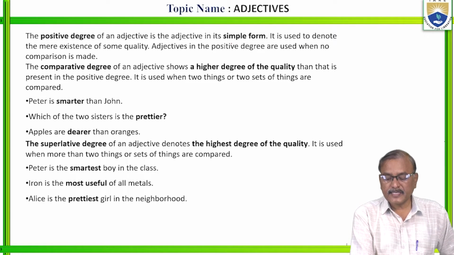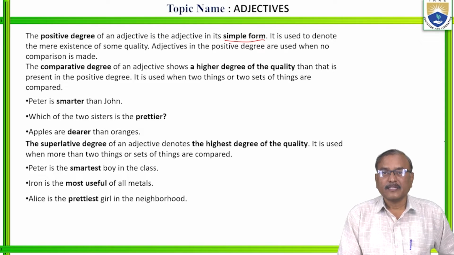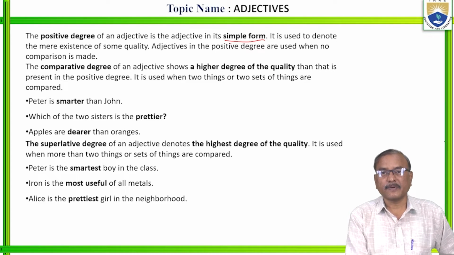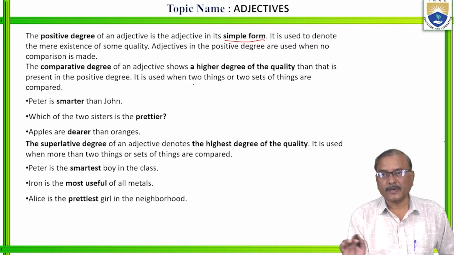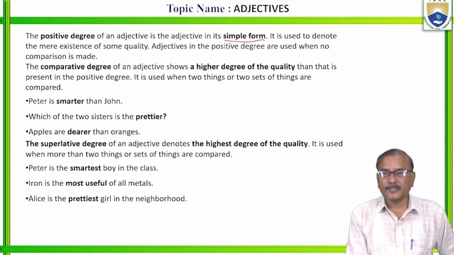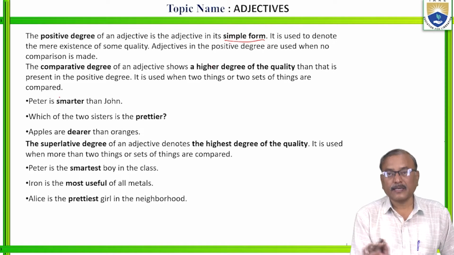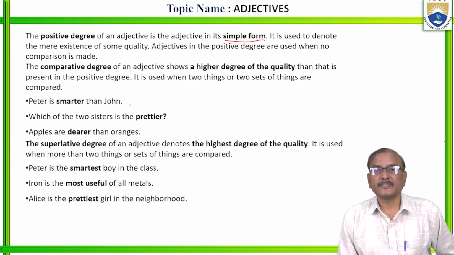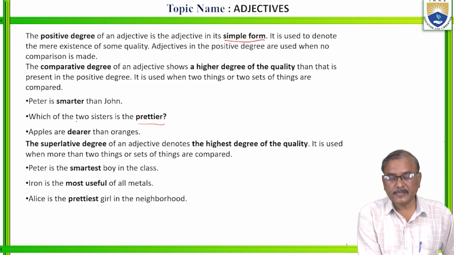The positive degree means the simple form of the adjective. The comparative degree of an adjective shows a higher degree of the quality than that present in the positive degree. So comparative is higher than the positive form. It is used only when two things or two sets of things are compared. So you can say Peter is smarter than John. Which of the two sisters is prettier? So the comparison is between two only.